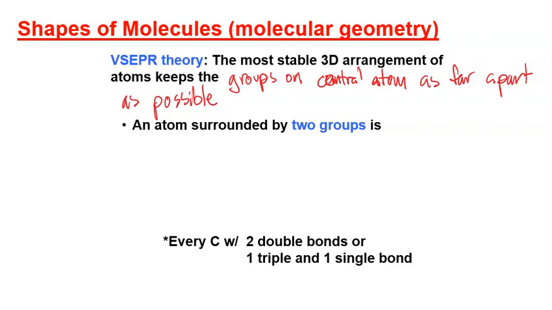So when a central atom is surrounded by two groups, and when I say groups, I actually mean groups, not just bonds, where a group can be a single atom, a lone pair, or a group of atoms. So, two groups, not bonds, but groups. Then that molecule is linear, and the bond angle is 180 degrees.